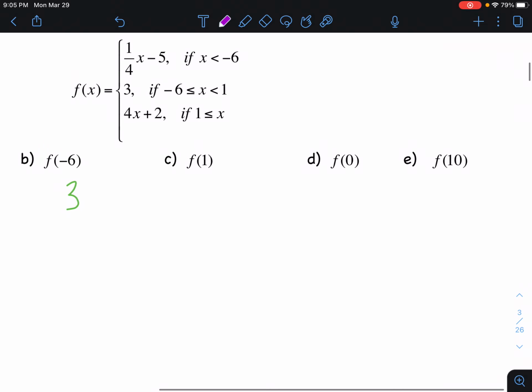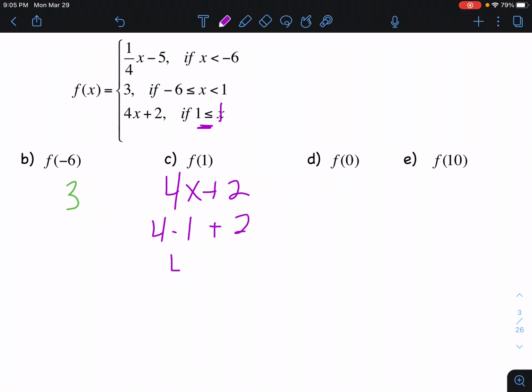Next, f of 1. Okay, 1 is not less than -6. Don't use the first one. Would I use that middle one? No, there is no underline here, so don't use that middle one. If it's here for x, 1 is less than or equal to 1. We do have the underline here, so that will work out. So we're going to use the 4x plus 2. So 4 times 1 plus 2. That is 4 plus 2 is 6. Easy stuff.